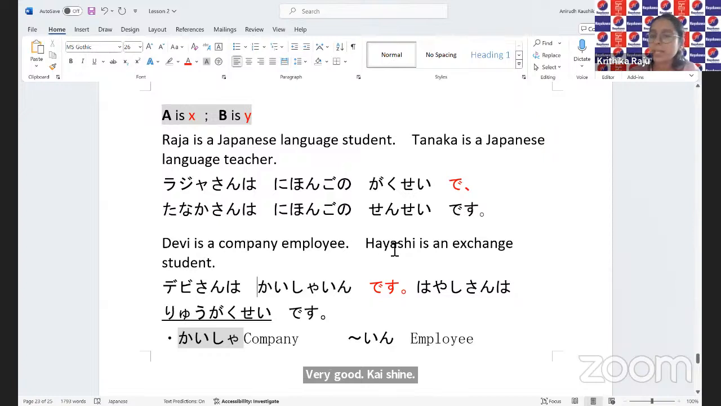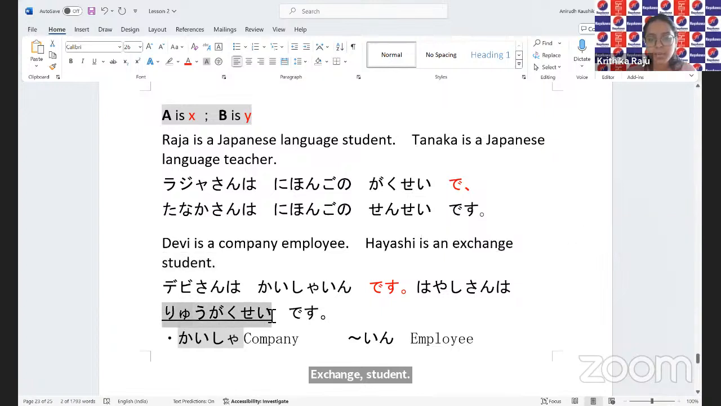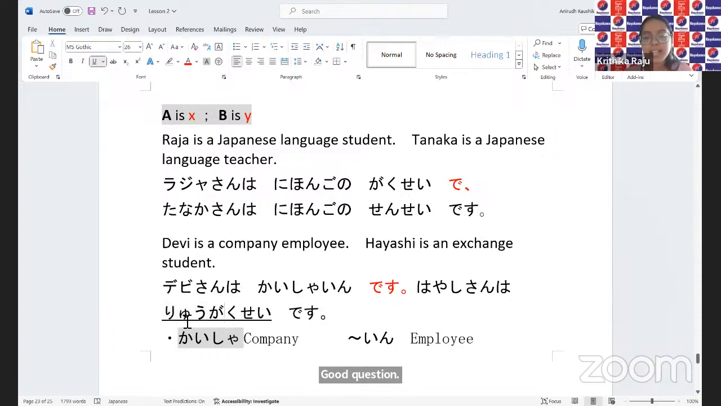So Devi is a company employee. Now, the word for exchange student, a student who goes abroad to study, is Ryugakusei. Ri and a small u is Ryu. Ryu, elongated. Ryugakusei.